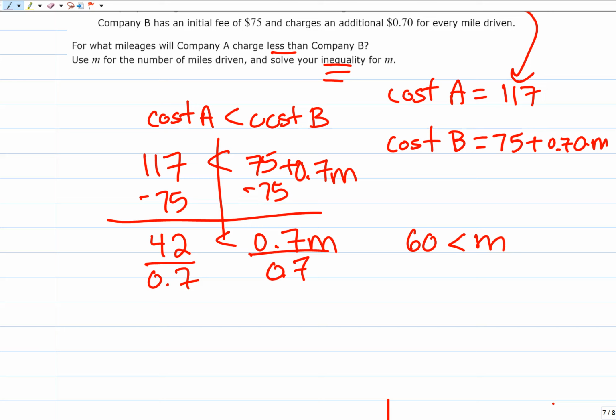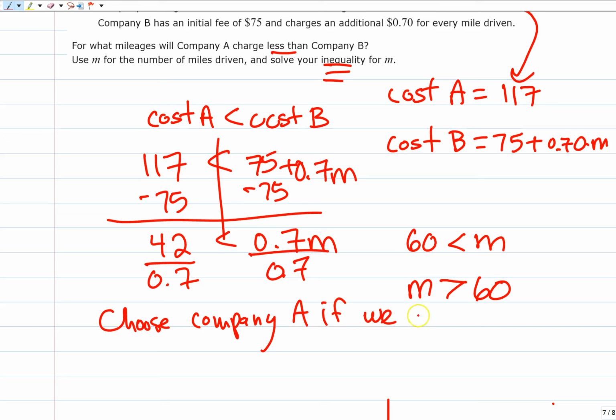When should I choose company A? When the miles are what? Not under 60, because that's not what this says. It says when 60 is less than the miles. This is where that weird thing happens, sometimes the m ends up on the right side, right? This says the same thing as what? When the miles are more than 60. So we should choose company A if we need to drive more than 60 miles.